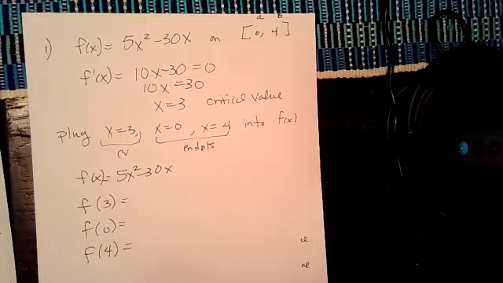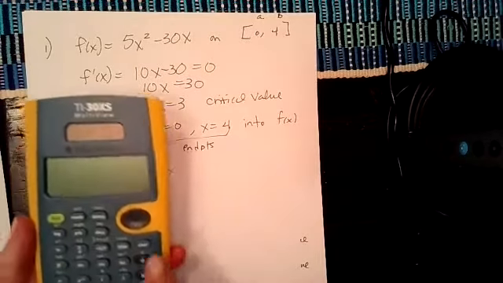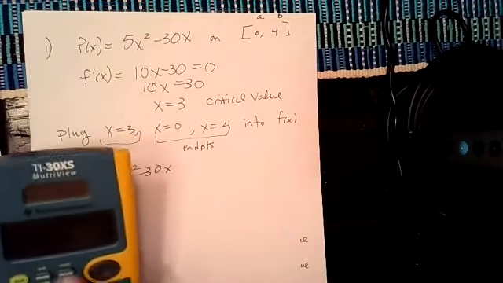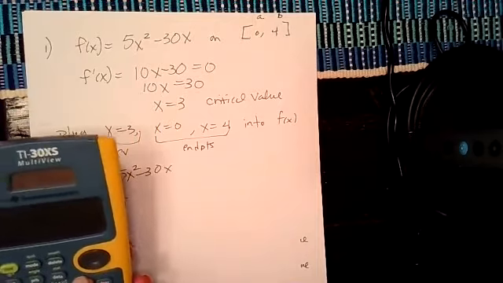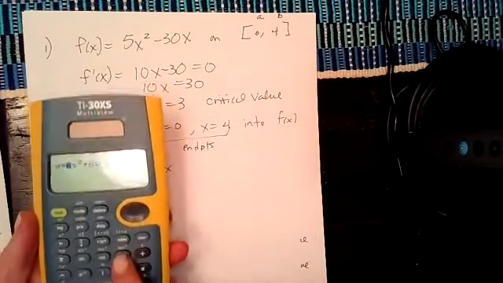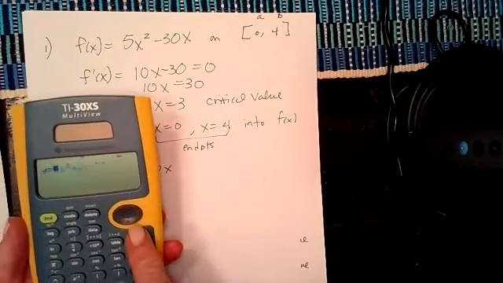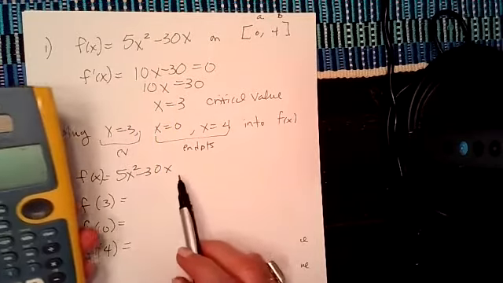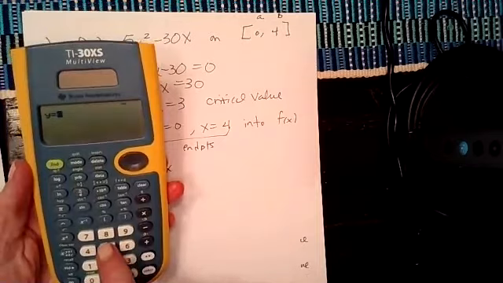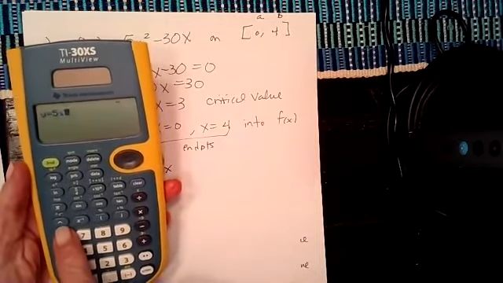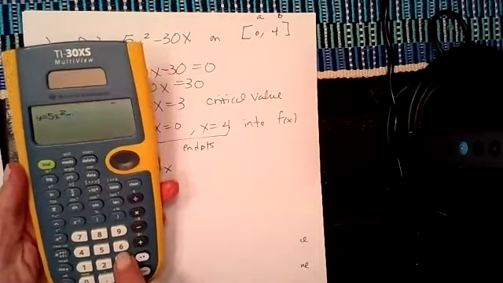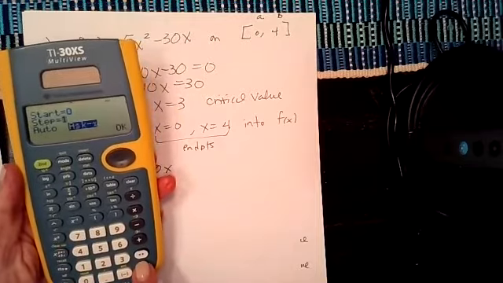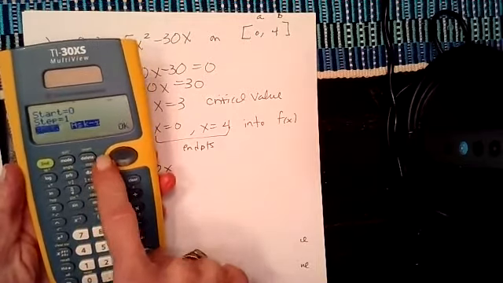Okay, did y'all do that yet? So if we're plugging all these numbers into one function, I would probably use my calculator. I might use my table function. And so I am going to clear out the table, and I'm plugging everything into 5x squared minus 30x. So 5, there's your x squared, minus 30x.